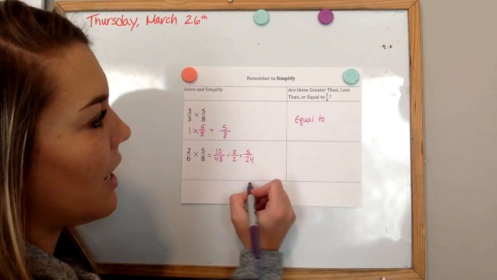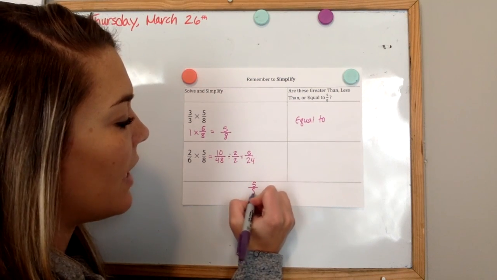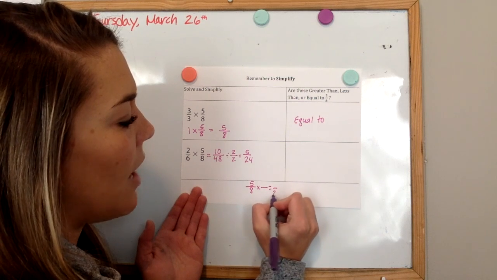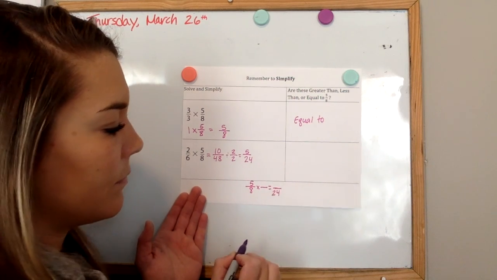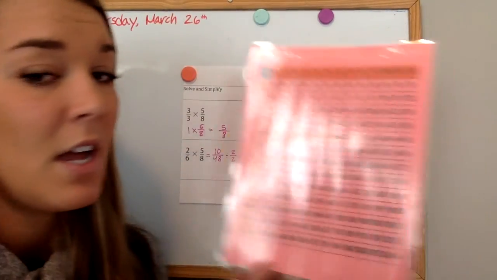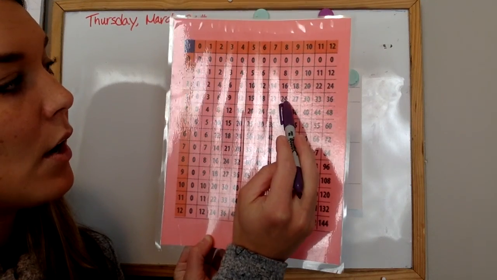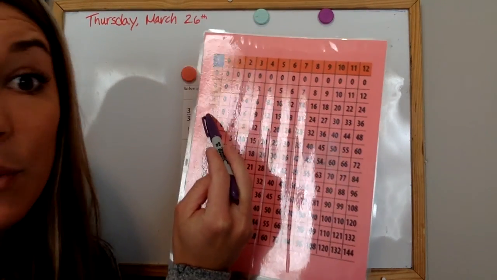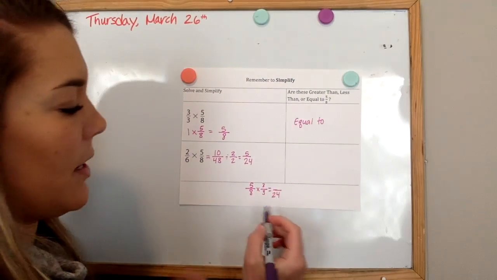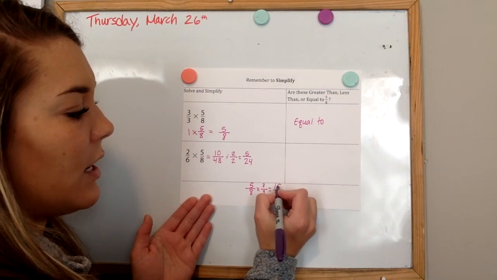So I'm just going to do some side work here on my scrap paper, probably. So I have 5/8. I'm wondering, what do I multiply that by to get something with a denominator of 24? I'm not really super familiar with my 8 table, so I'm going to use my multiplication chart. 8 goes into 24 3 times. Okay, so times 3 over 3, because 8 times 3 is 24. 5 times 3 is 15.